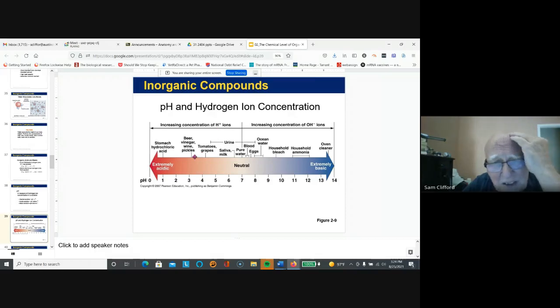So you can see that stomach hydrochloric acid is very strong. Saliva is around 6.3, and beer, wine, pickles around 3. So vinegar around 3, hydrochloric acid a very, very low pH. It has a great number of dissolved hydrogen ions.